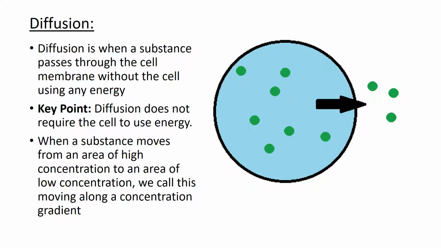For instance, if there's a high concentration of a molecule outside of a cell, there's a lot of something outside the cell membrane, and there's a low concentration inside, the molecule might diffuse through the cell membrane. It would be moving from an area of high concentration to an area of low concentration. And we call this moving along a concentration gradient. And this would be an example of diffusion. It wouldn't require any use of energy on the part of the cell. It would happen naturally.